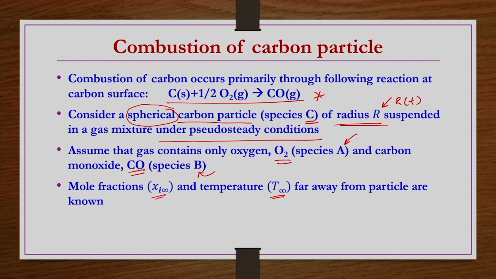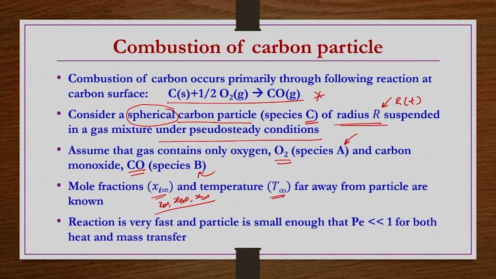Infinite in the sense that it will not be truly infinite; compared to the radius of the particle, the far away conditions may be 100 times R or 200 times R, which is in general taken as a far away distance. And x_i infinity, that is x_A infinity, x_B infinity, x_C infinity, the ABC composition at far away distance, are known. i stands for A, B or C, it can be anything.